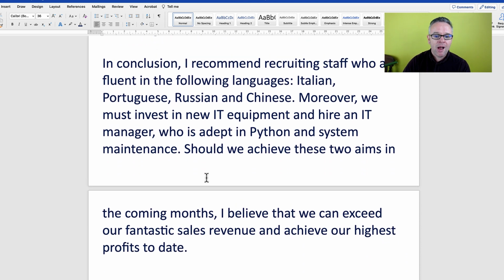Let's take a look at our conclusion. And this is where the paragraph where we recommend steps for improvements. So obviously we need to link this paragraph to the previous two paragraphs. So we identified two problems. We identified the lack of linguistic ability, but also the IT problems. So we need to, when we make our recommendations here, address those problems.